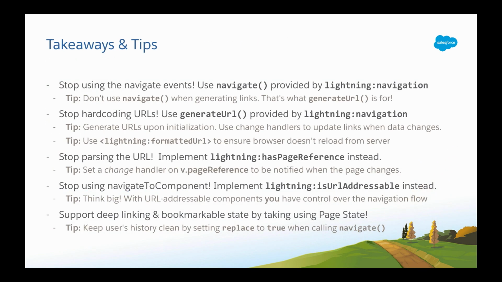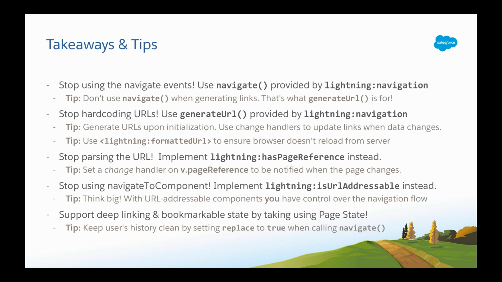All right, so I'm going to give some tips. First of all, stop using the navigation events and start using the navigation calls provided by Lightning Navigation. Stop hard-coding URLs. Use generateUrl provided by Lightning Navigation. You want to generate these URLs upon initialization so that any links you have will have those URLs available as soon as the component is rendered. I recommend using lightning-formatted-url so that any click handling will be intercepted and it will end up doing a navigate call underneath. As I said before, if you use a raw anchor, it will actually cause the browser to completely reload that page, which will be much slower.